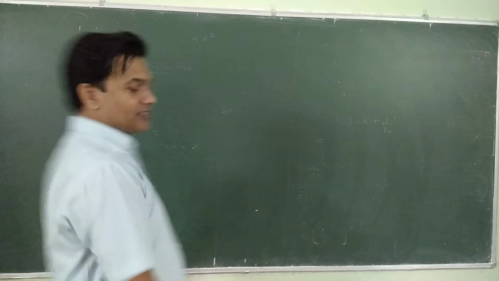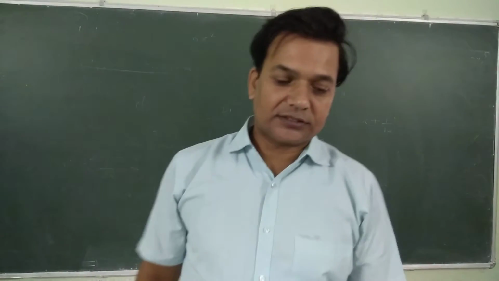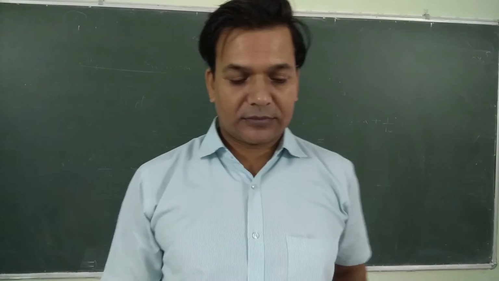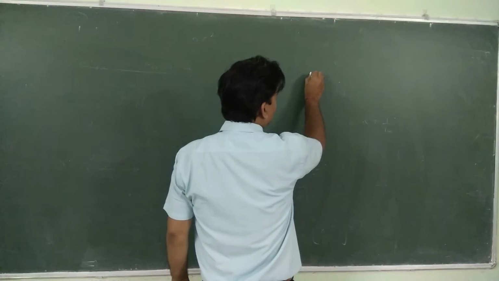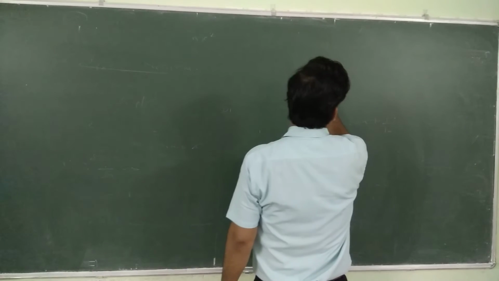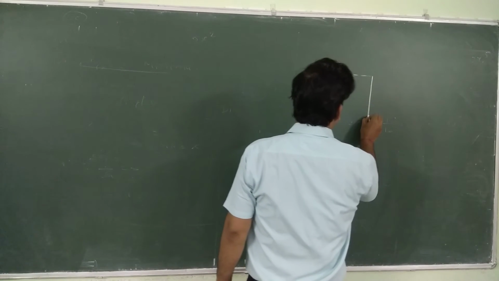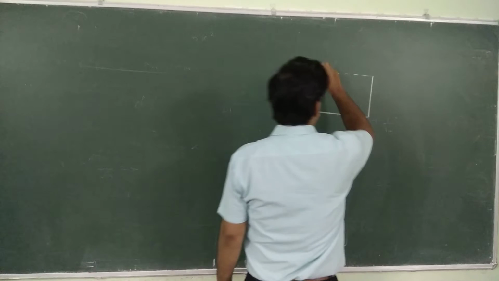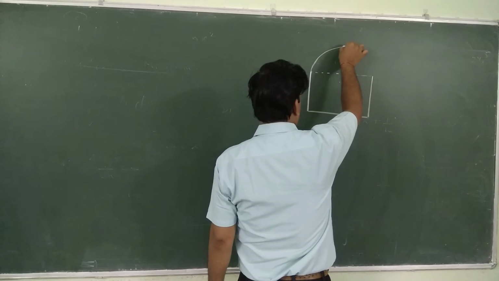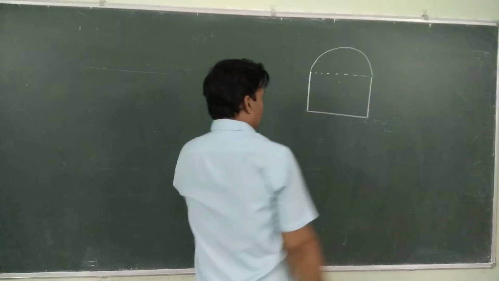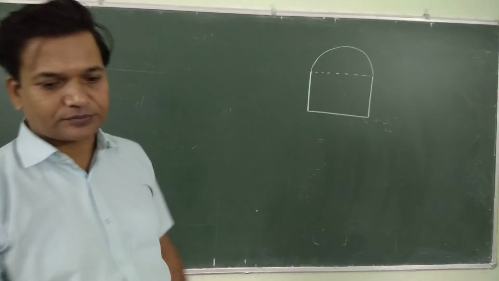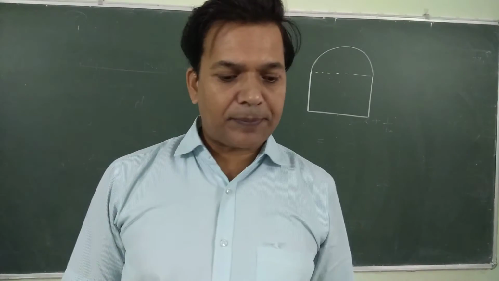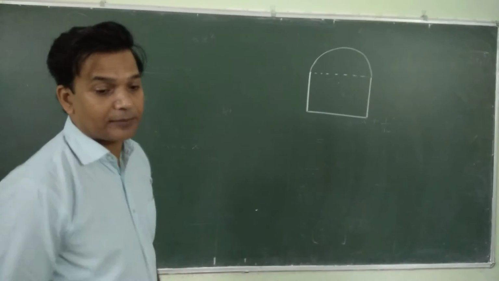Good morning, students. Today we are going to learn the 11th problem of miscellaneous, in which we have a rectangular window, and a semicircular design on it, like this. This kind of window we have here. The total perimeter of this window is 10 meters.